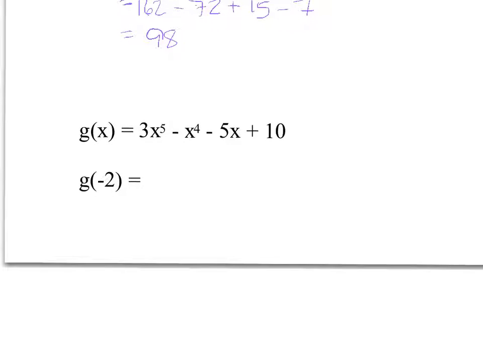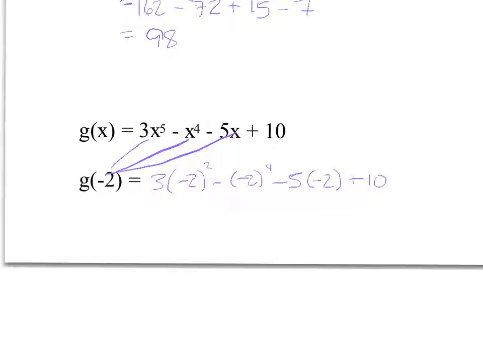Okay, now this one says that we want to find g of negative 2. So once again, I'm taking negative 2 and plugging it in for all my x's. So I have 3 of negative 2 squared minus negative 2 to the 4th minus 5 times negative 2 plus 10. And the thing that worries me when I have you guys do a problem like this is the negative with the 2 and making sure you do that right.